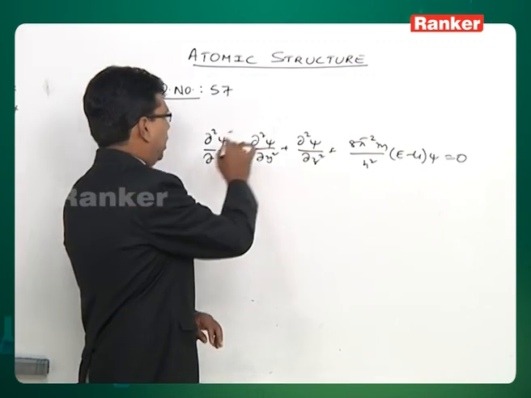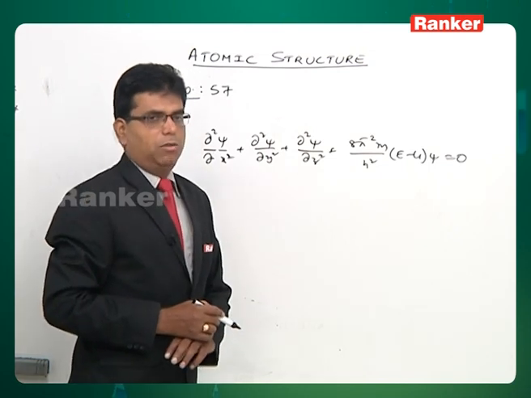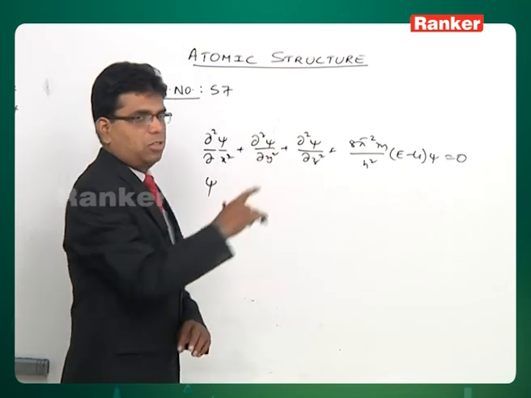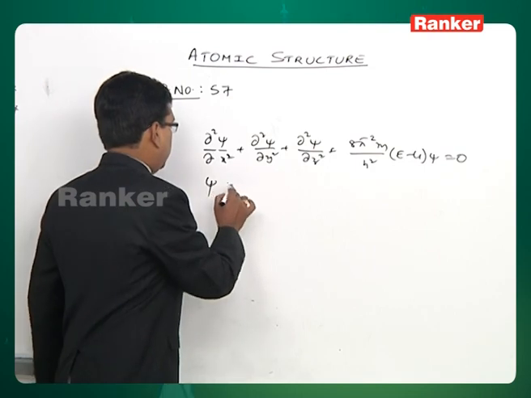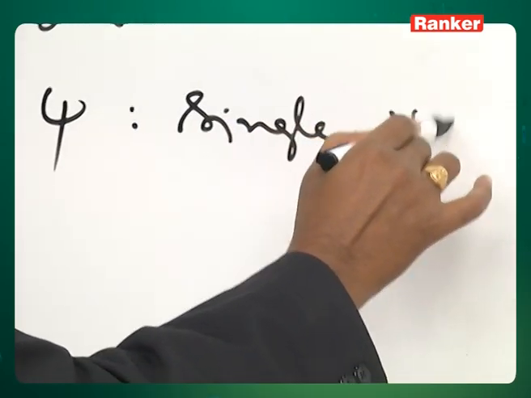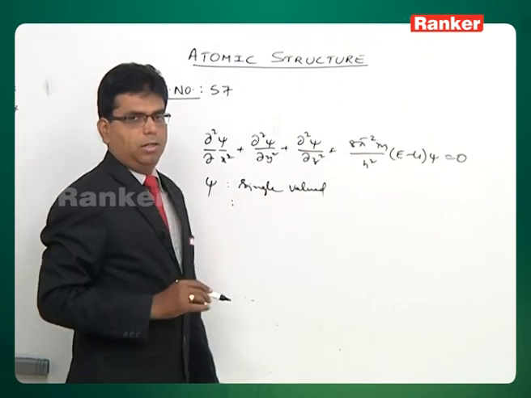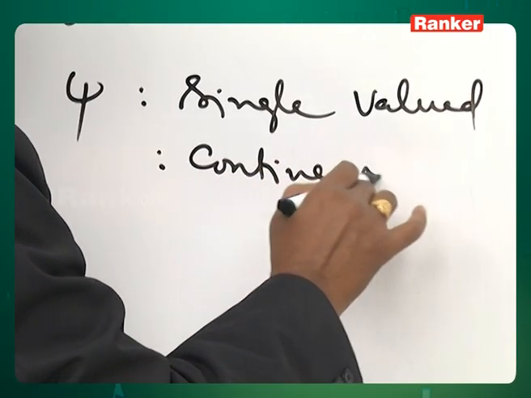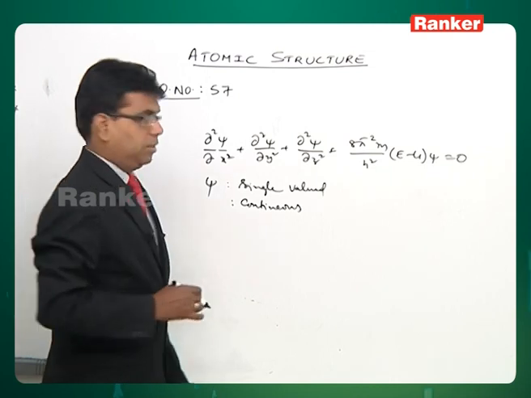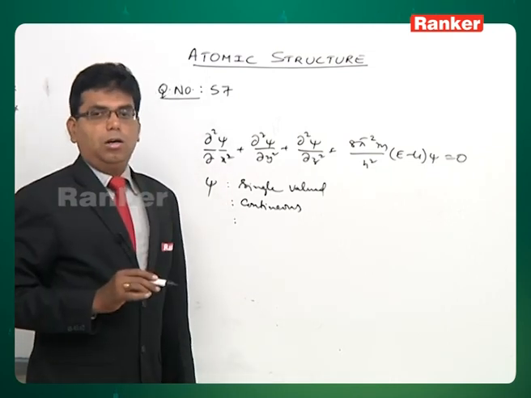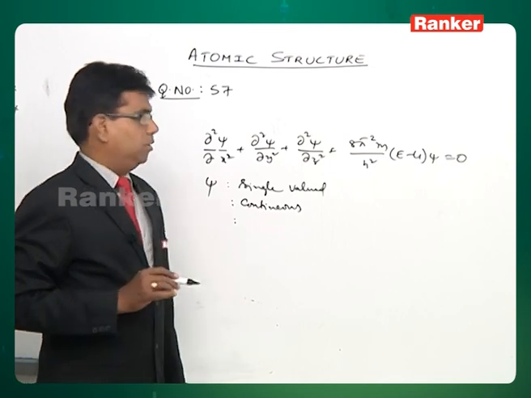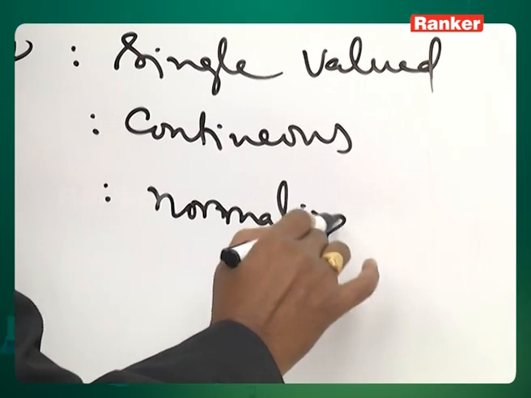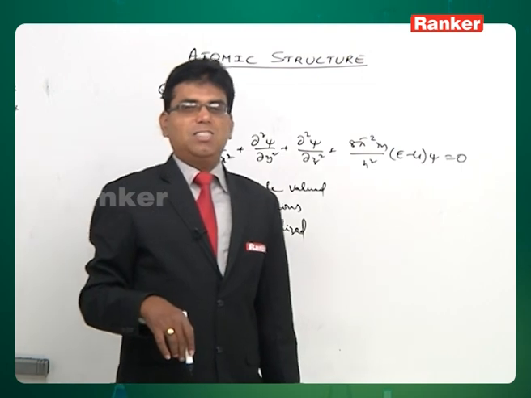So, in this equation being a second order differential equation, it will have many solutions, but all the solutions are not acceptable. For this equation to be solved, the psi must be single valued, and the psi must be continuous, sorry, not discontinuous, it must be continuous, and the psi must also be single valued, and it is also normalized. So, these are the certain boundary conditions that psi must follow.